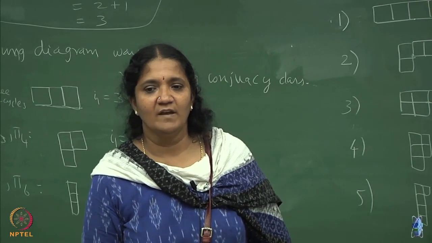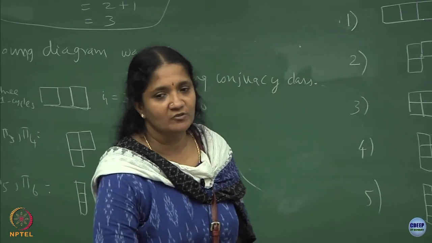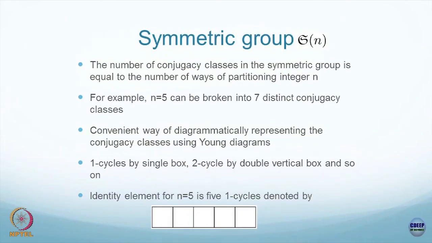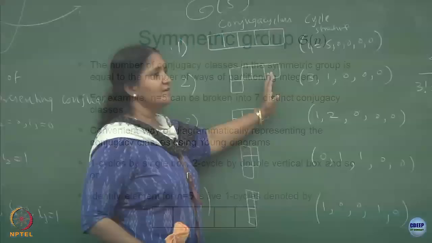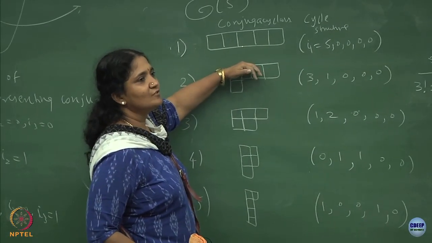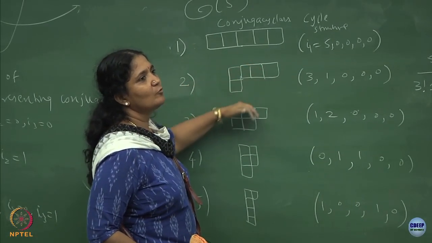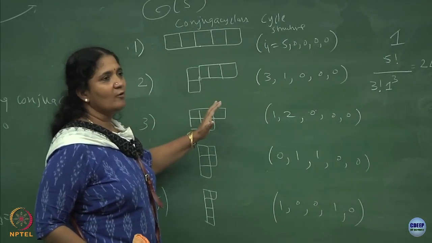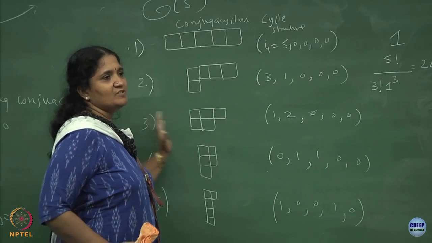and a convenient way of diagrammatically representing conjugacy classes is using a Young diagram. 1 cycles by single box, 2 cycle by double vertical box, and so on. The only thing you have to remember is that you could have put the double vertical box this side, but the convention is that the number of boxes in the first row is always greater than or equal to the number of boxes in the second row, and so on. So, just to keep track of it, this is the convention which is followed.